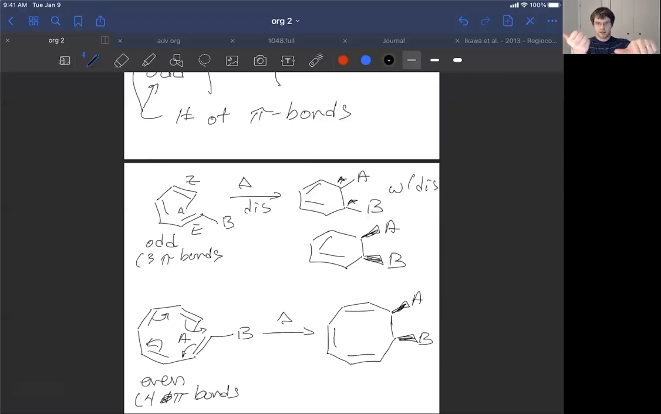Speaking of which, I think I got the other one wrong, right? So if I went this, yeah, what am I doing? I said it was trans several times and I drew a wedge. I'm sorry about that. Like I said, the first thing you have to be able to do is connect the bonds and then worry about the stereochemistry.